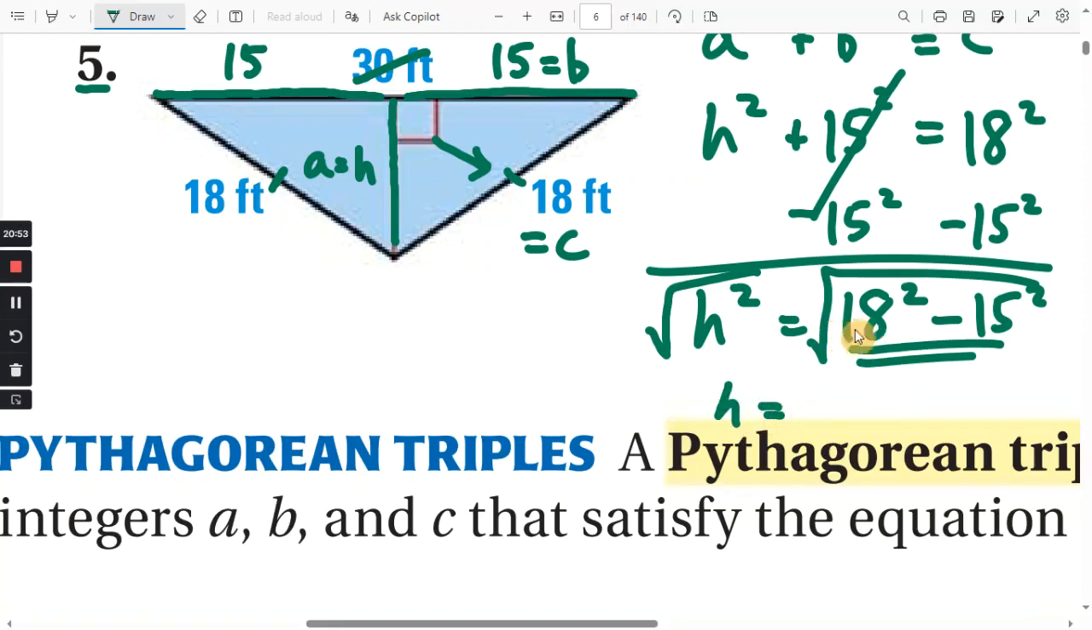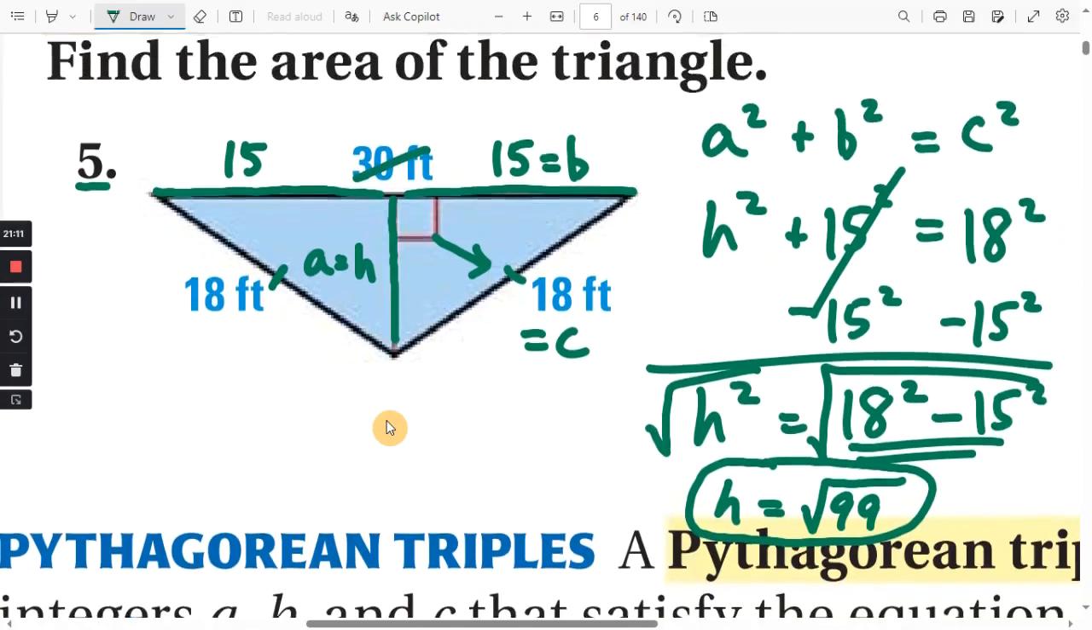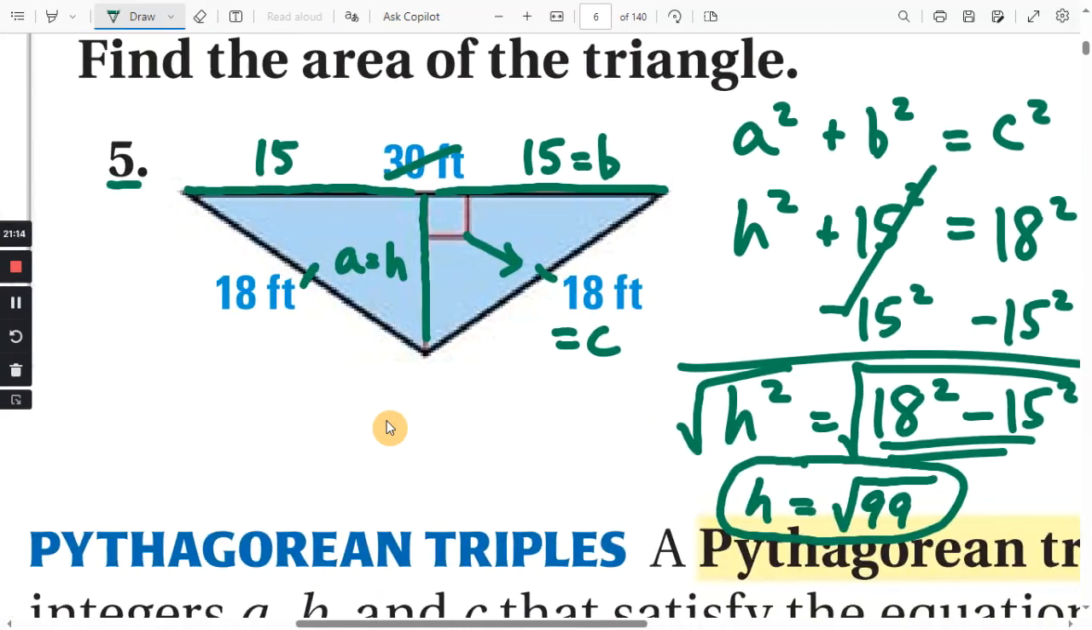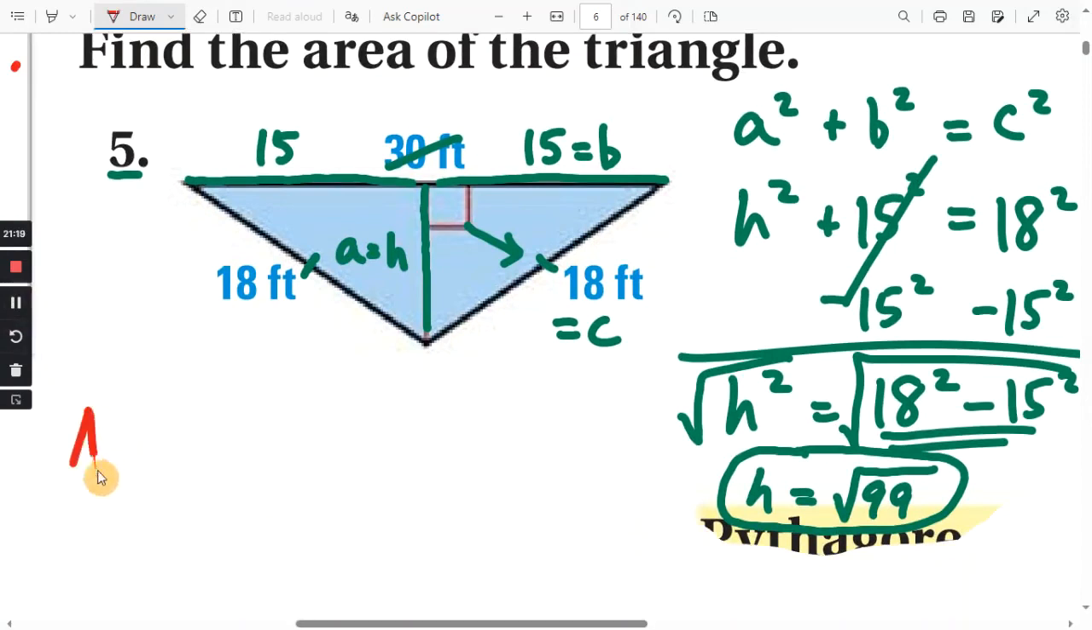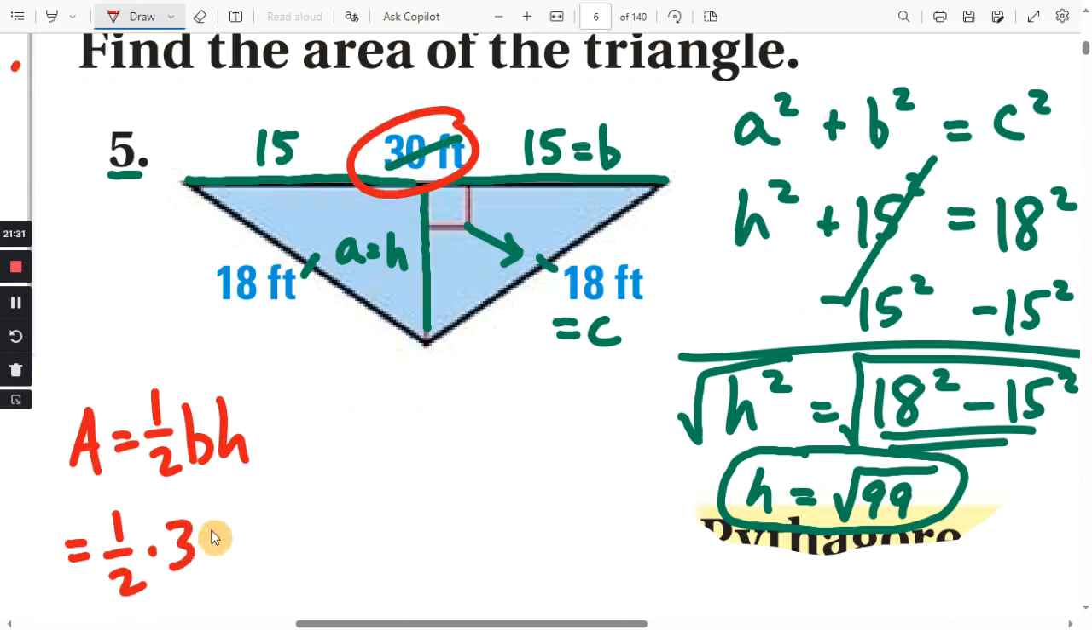And what happens here, this was 99. I am going to leave it as the square root of 99, just for now. You don't have to do that, okay, but I like my answer very accurate. So I'm going to do that for now. H is the square root of 99. And let's see, where do I have room here? I'll make room underneath. All right, so area we said is 1/2 base times height. So that's going to be 1/2. And the base was right here. That was 30. And the height is radical 99.